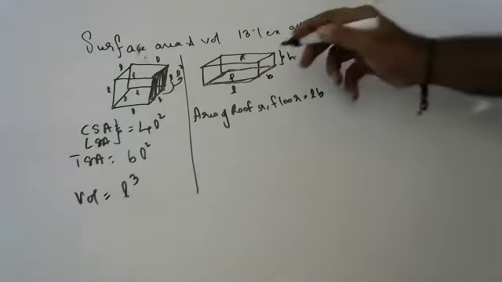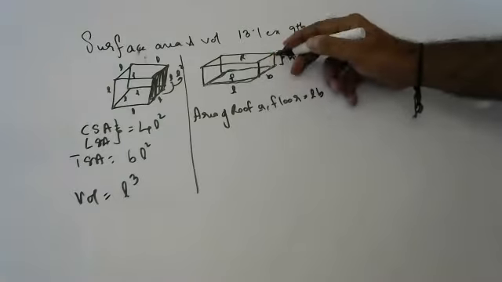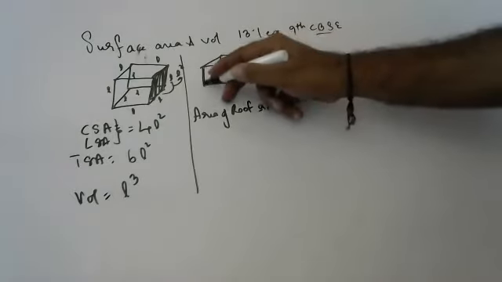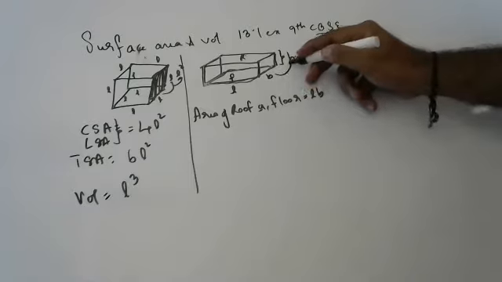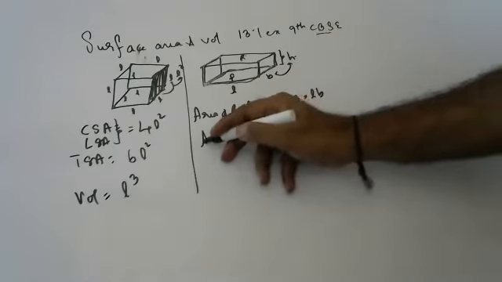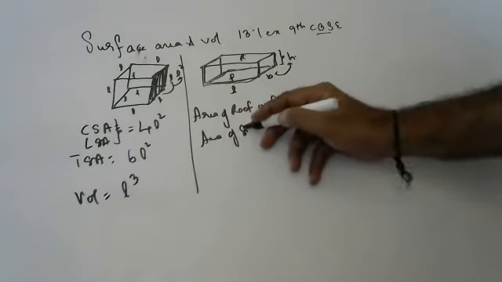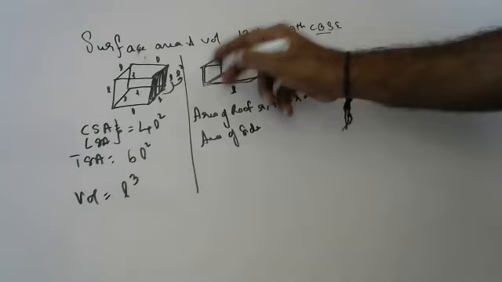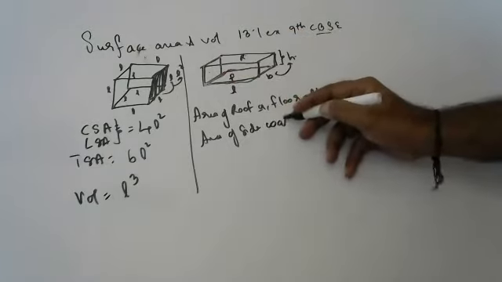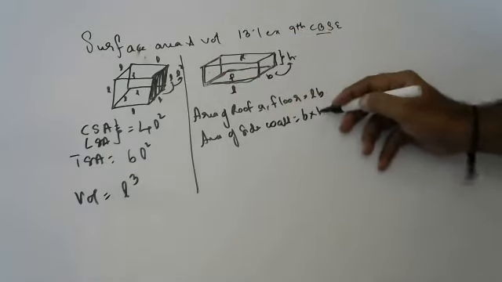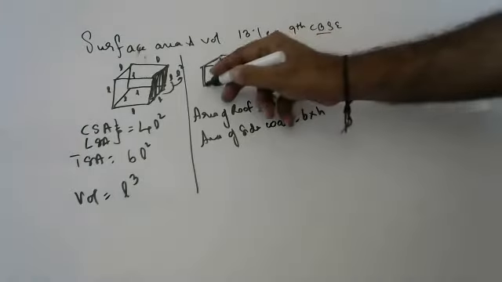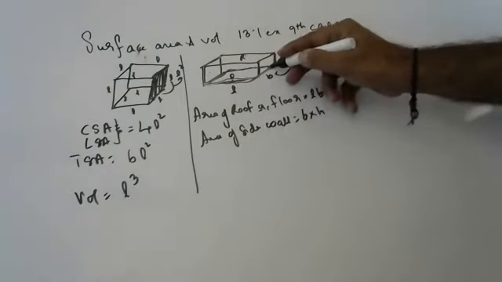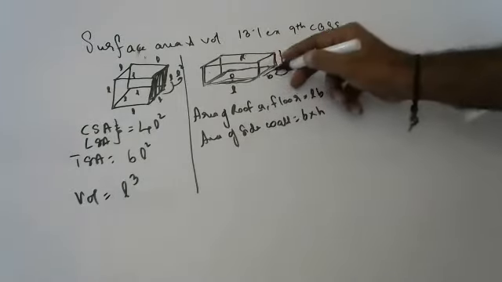Next, what is the area of the side walls, children? Here is one side wall, and here another side wall. The area of a side wall is B into H. Children, see, the area of the base is L into B. The area of a side wall is B into H.